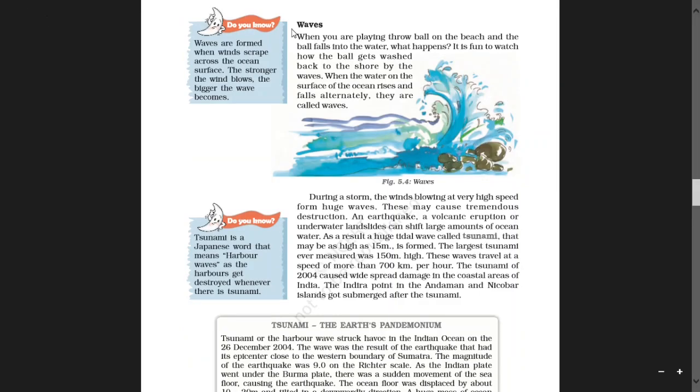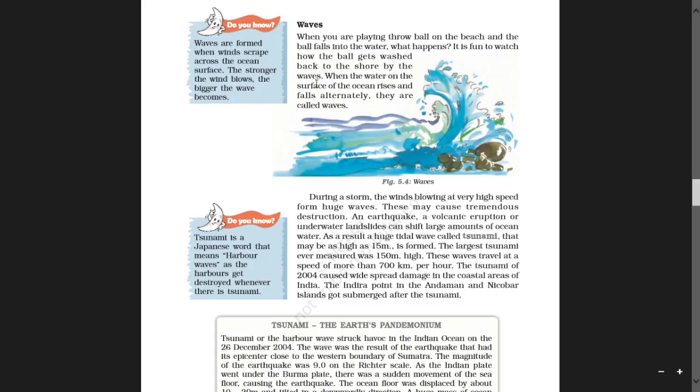Waves. Now let us discuss one by one the movements of ocean water. Waves. When you are playing throw ball on the beach and the ball falls into the water, what happens? It is fun to watch how the ball gets washed back to the shore by the waves. If you throw a ball, that ball will float in water, and it is fun to watch how it gets washed backward and comes near you, at the side of the sea or ocean.